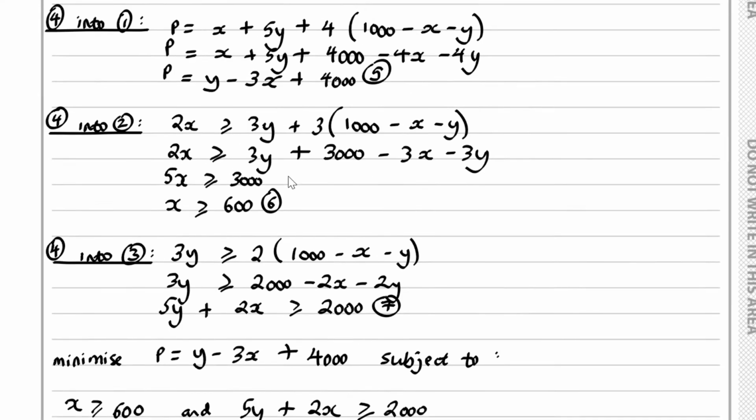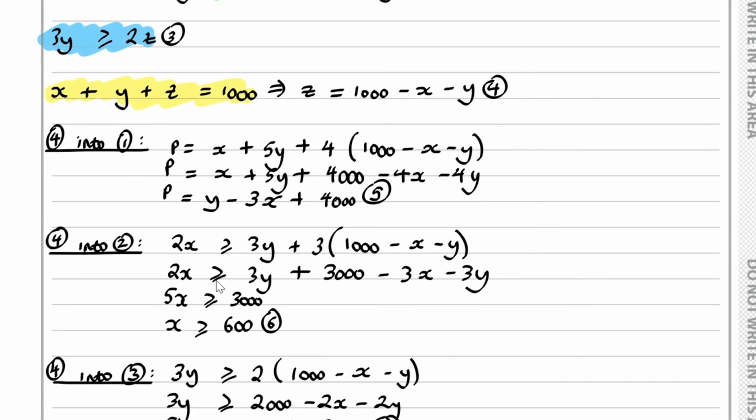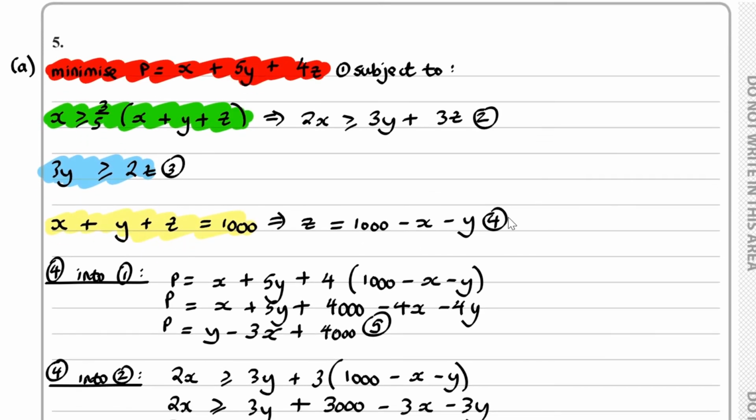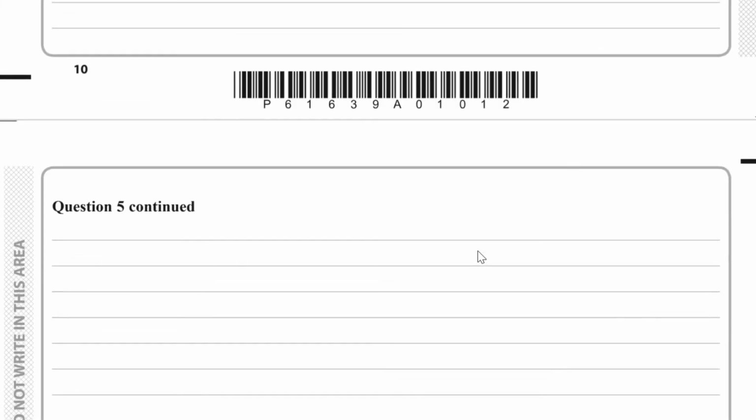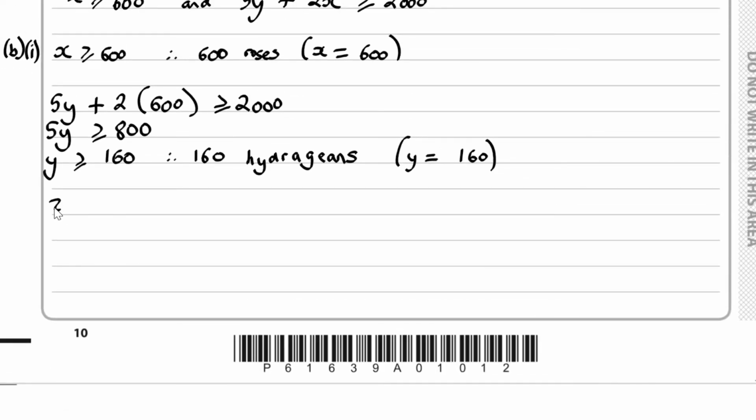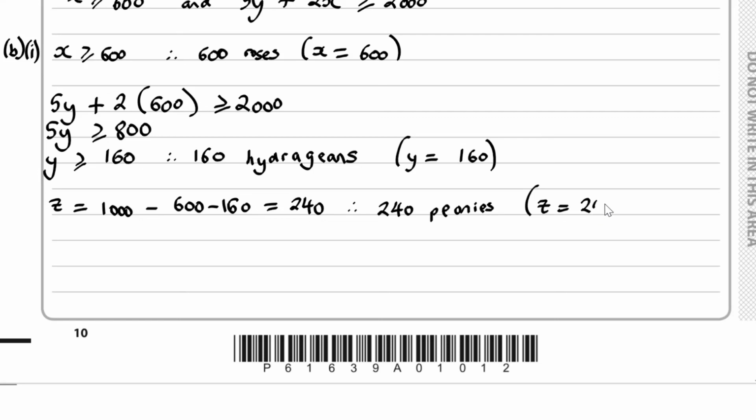And if we substitute that back into what z was from equation 4, we see that z is equal to 1000 minus 600, which was x, minus 160, which was y. This is 240. So therefore we require 240 peonies. So that's z equals 240.